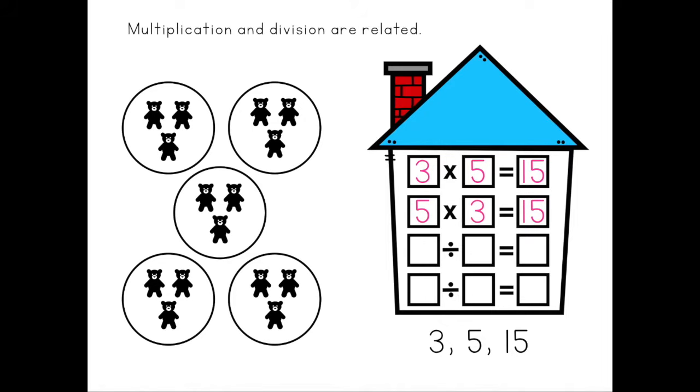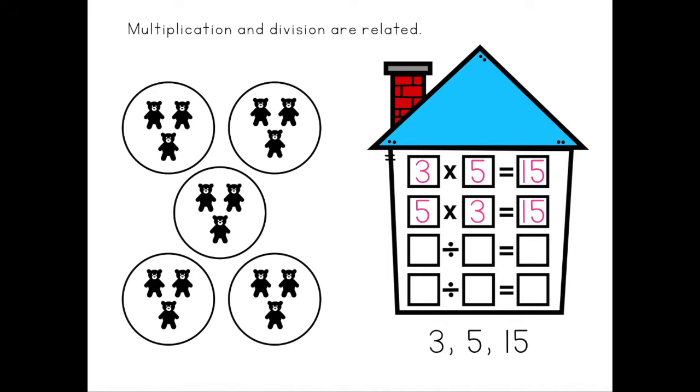Here I can skip count by 3s to find out how many bears I have in total. 3, 6, 9, 12, 15. Altogether I have 15 bears, and that's at the end of my second multiplication sentence.